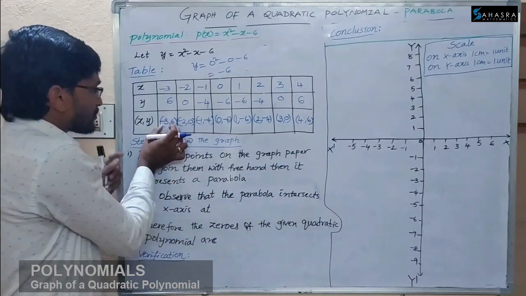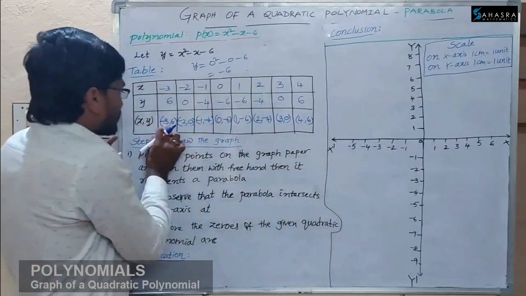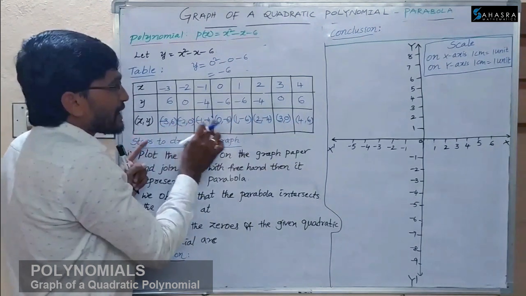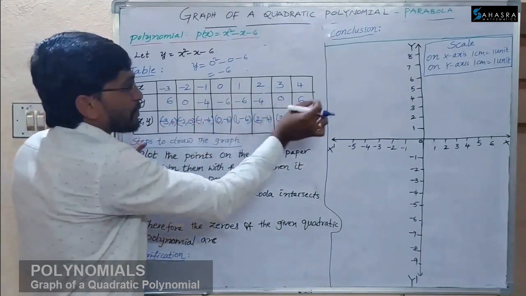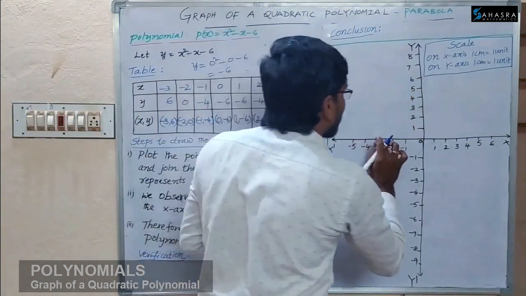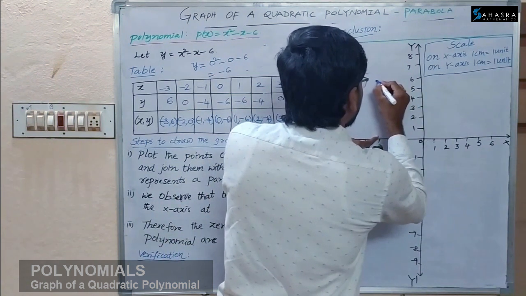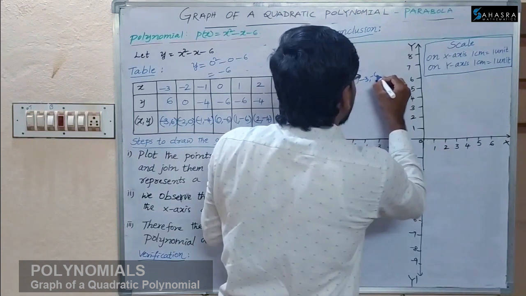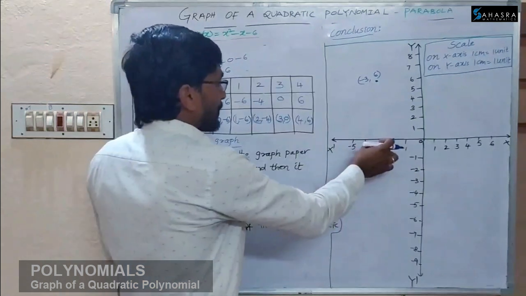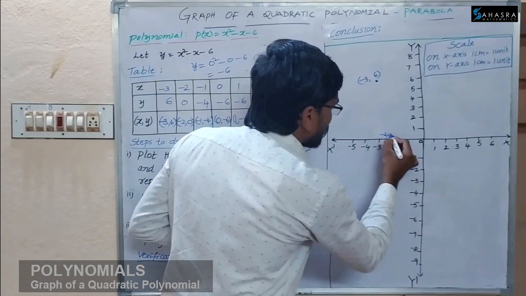Now I want to plot these points. Minus 3 comma 6 is the first point. This is the x coordinate and this is the y coordinate. The x coordinate we take on the x axis, the y coordinate on the y axis, then we mark the intersecting point. So minus 3 on the x axis, 6 on the y axis. Here it will come; the position is minus 3 comma 6. The second point is minus 2 comma 0, so this is minus 2 comma 0.